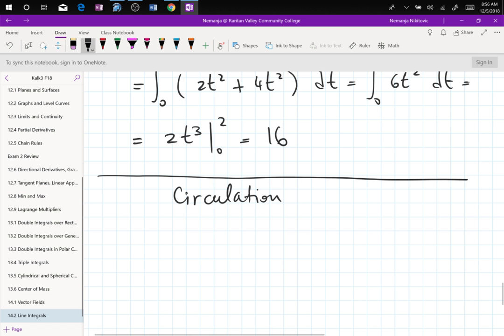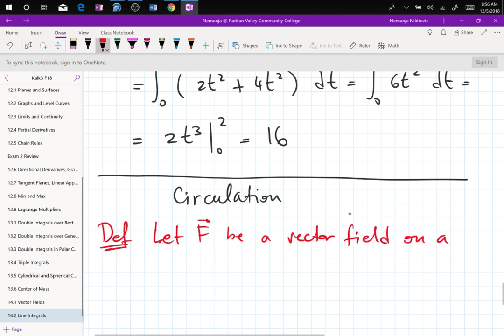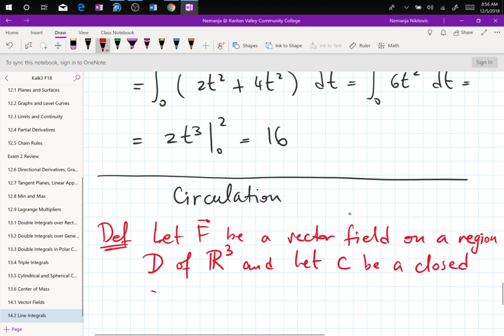So for circulation, we have the definition, and it says: let F be a vector field on a region D of R3, and let C be a closed, smooth, oriented curve in D.